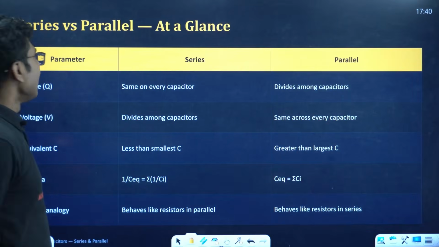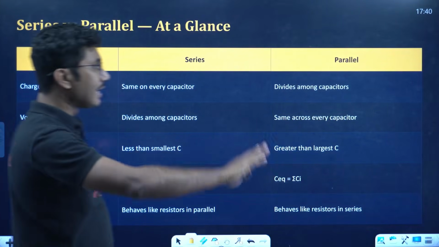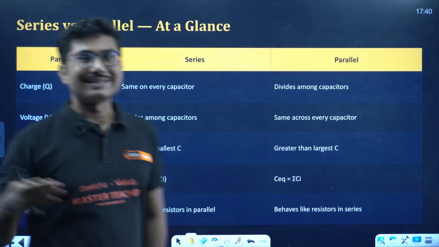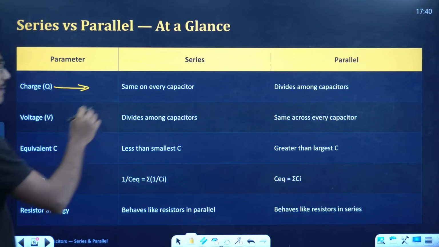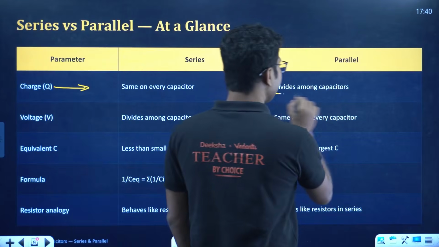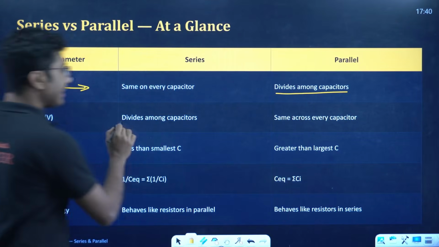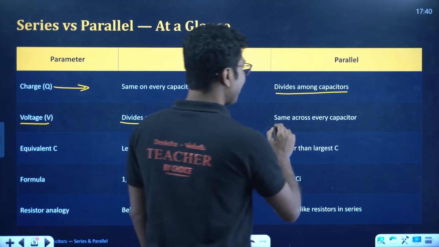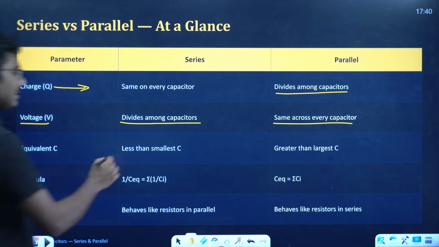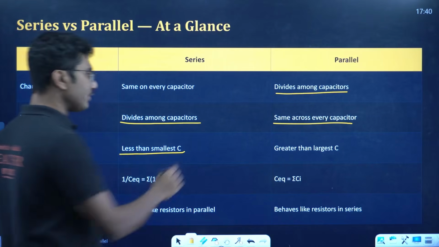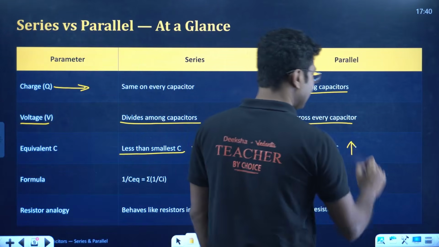What else? Series versus parallel at a glance. This is a table that will help you to remember the entire series and parallel at one go. Charge: same on every capacitor in series, divides amongst the capacitors in parallel. Voltage: divides among the capacitors in series, same across all capacitors in parallel. Equivalent capacitance: less than the smallest C, so capacitance decreases in series; greater than the largest C, so it increases in parallel.